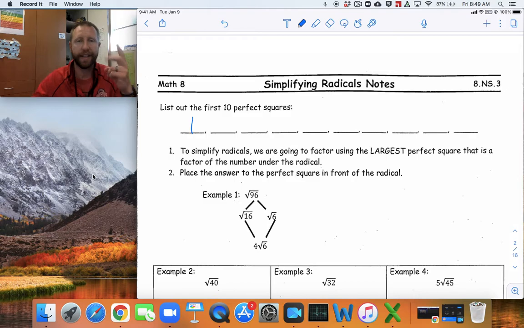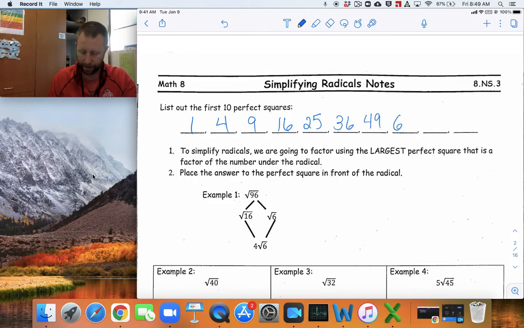Okay. The second perfect square is whatever 2 times 2 is, right? So 2 times 2 is 4, and then 3 times 3 is 9, and then 16, and then 25, and then 36, and then 49, 64, 81, and 100. Okay, so those are my first 10 perfect squares, and I'm actually going to go one step further. I want us to do the first 15 perfect squares.